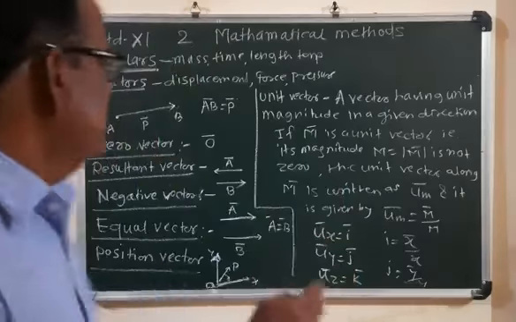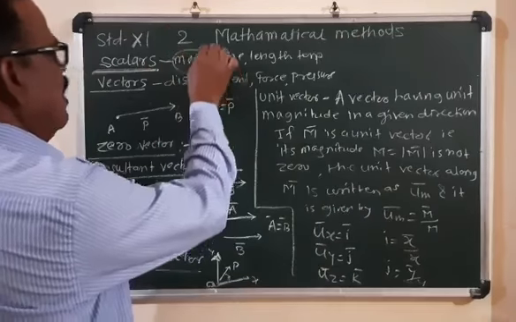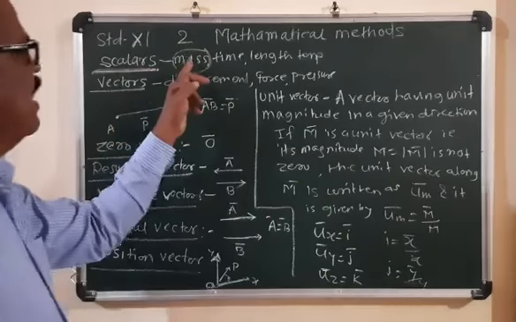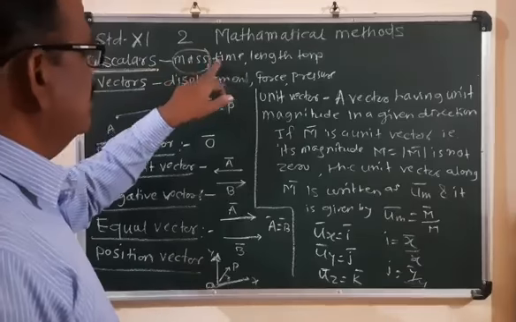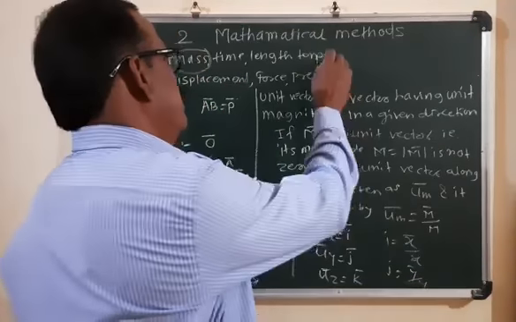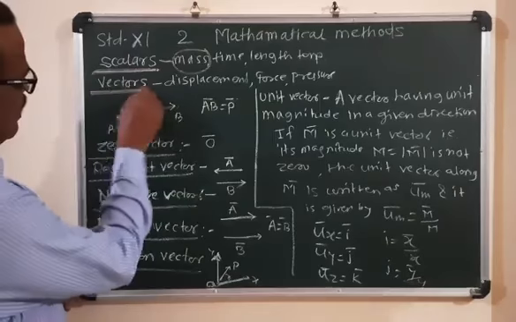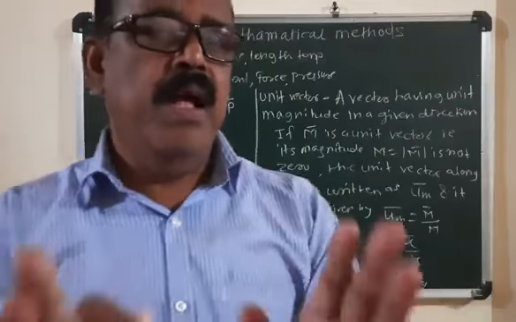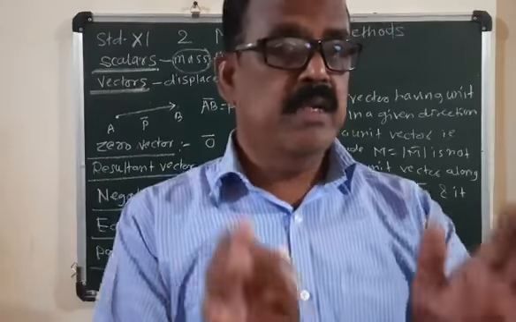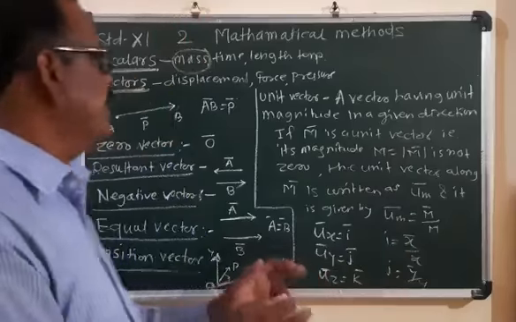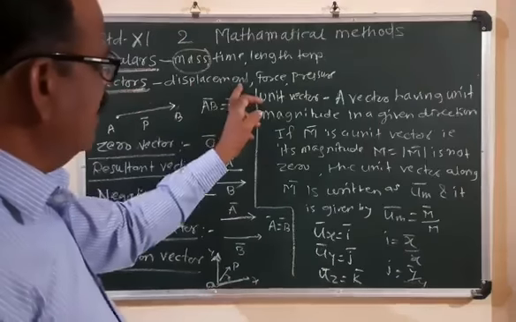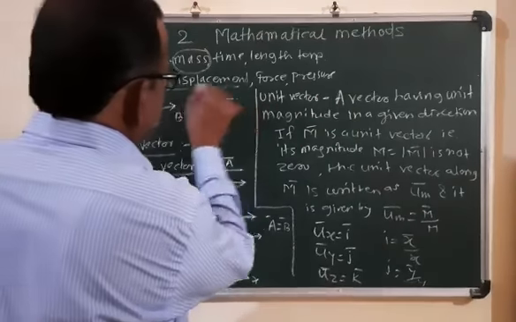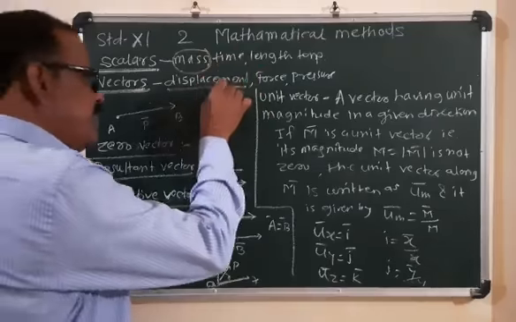Why? Because mass can be completely described by only magnitude and unit, not necessarily the direction. Similarly, time, length and temperature. Now, what is meant by vectors or vector quantity? The physical quantity which can be completely described by magnitude as well as direction is called a vector quantity. For example, displacement, force, pressure. Displacement can be described by magnitude as well as direction.